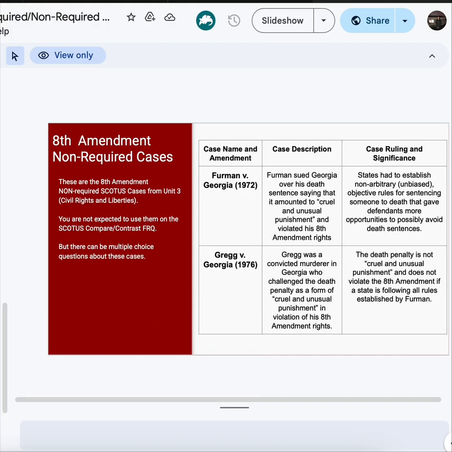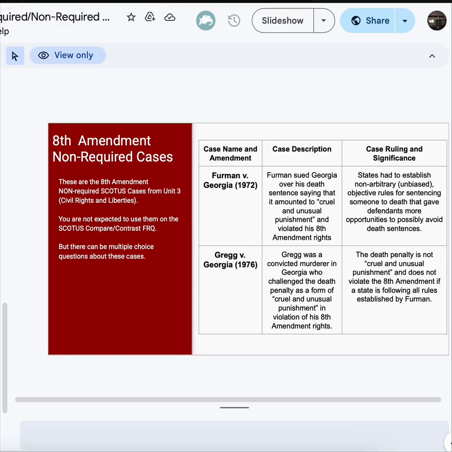Next one is gonna be Furman v. Georgia. 8th Amendment, cruel and unusual punishment, key principle. The case summary of this would be Furman was sentenced to death in Georgia and argued that the death penalty was applied in an unfair and inconsistent way, which violated the 8th Amendment's ban on cruel and unusual punishment.